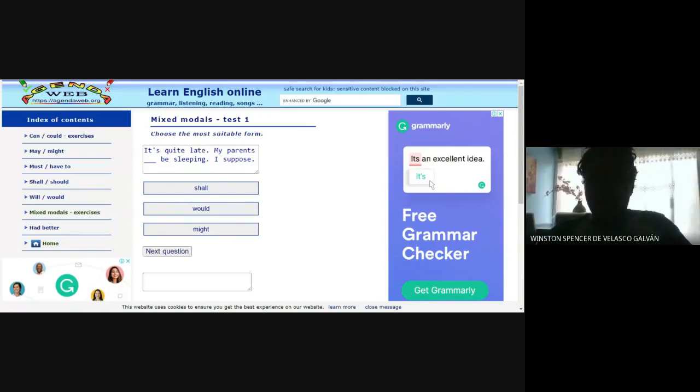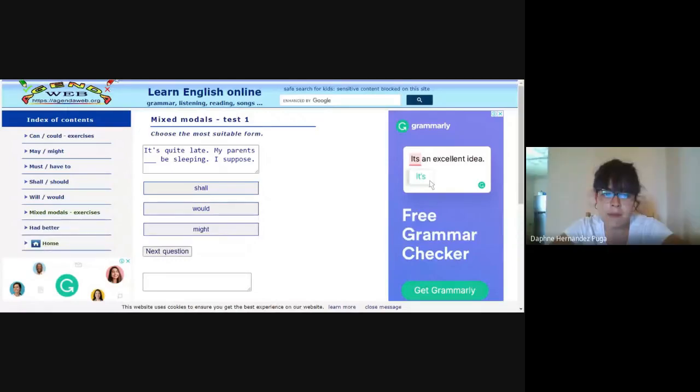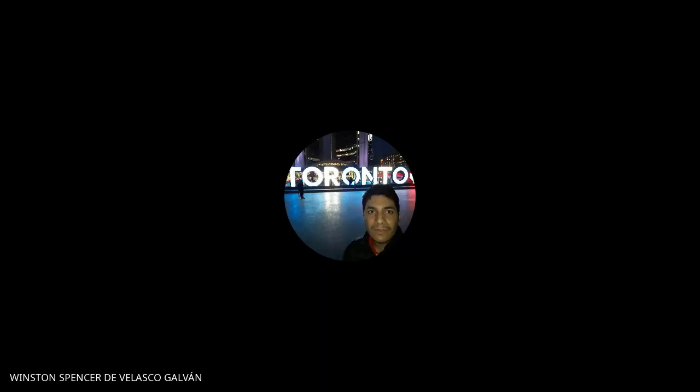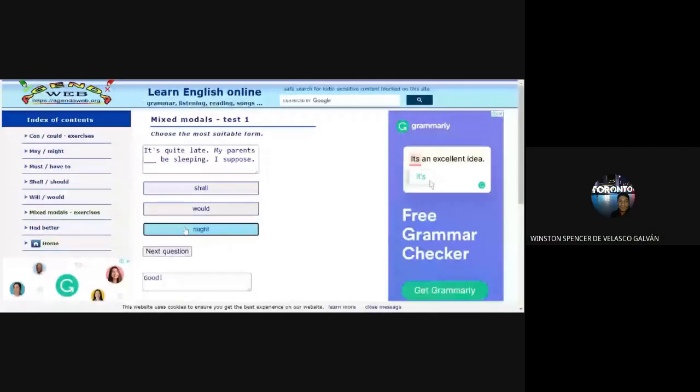Now, let's see what is the best answer for this. It's quite late. My parents, blank, be sleeping, I suppose. What do you think? Shall, would, or might? Might. Might? Okay, let's see if it is might. Yes, my parents might be sleeping. Remember, might is for possibilities, right? Thanks so much, Daphne.